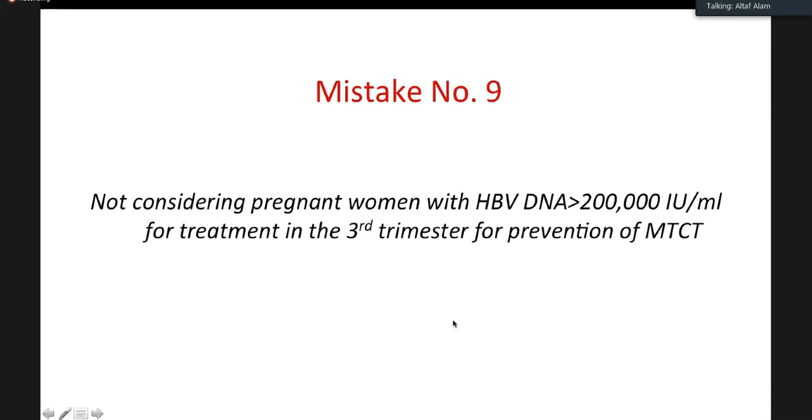Next mistake, not considering pregnant women with HBV DNA of 200,000 for treatment in the third trimester, just for one reason, prevention of mother-to-child transmission. You can stop treatment after the pregnancy is over. The EASL guidelines recommend 12 weeks after delivery. And during these 12 weeks, the mother can breastfeed the baby despite taking tenofovir, which is the recommended treatment.